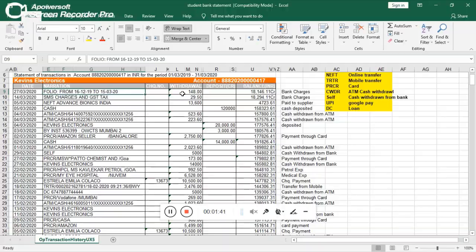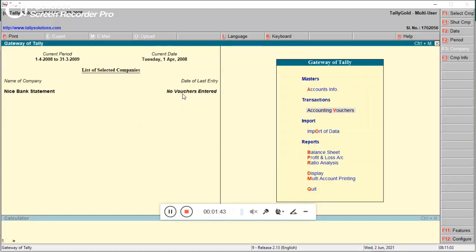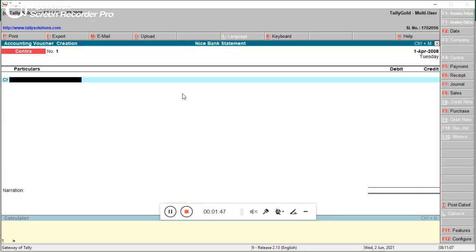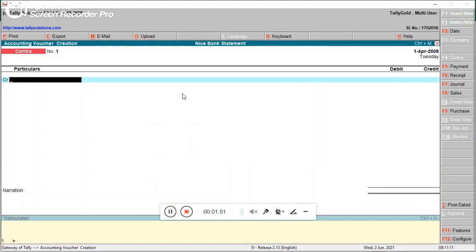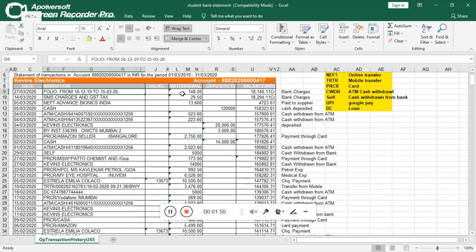I will not pass the entry here, as I told you, because some of the entries we have already passed. If I go here and pass the entry, the entry will be duplicate. You are passing the entry again. So now you will come to know which entries are already passed and which are not passed.